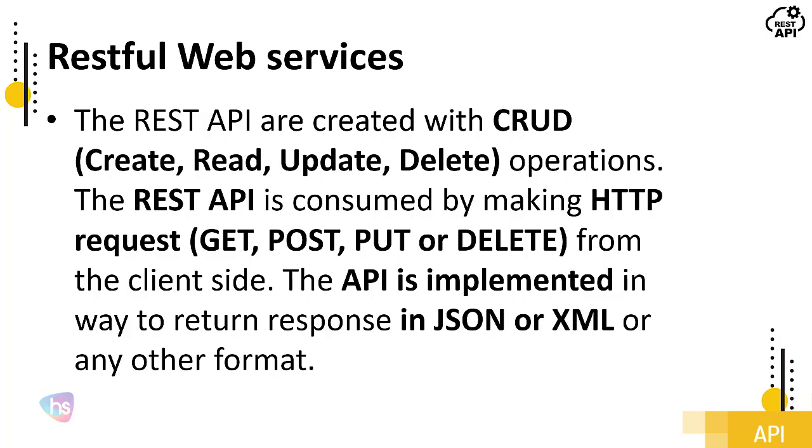JSON means JavaScript Object Notation, or XML, you know, extensible markup language. Either format we are going to use and work with when creating API services.